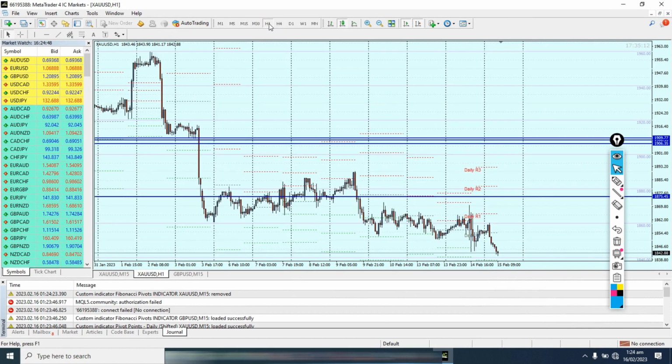Many persons will ask you what's the best time frame to draw your support and resistance, or what is the best time frame to use to clearly identify those areas of support and resistance. What I usually do, to identify support and resistance levels, is go to a higher time frame. You can go to your H1, your 1 hour time frame, or your 4 hours time frame. That gives you a clearer picture to identify these areas of support and resistance.